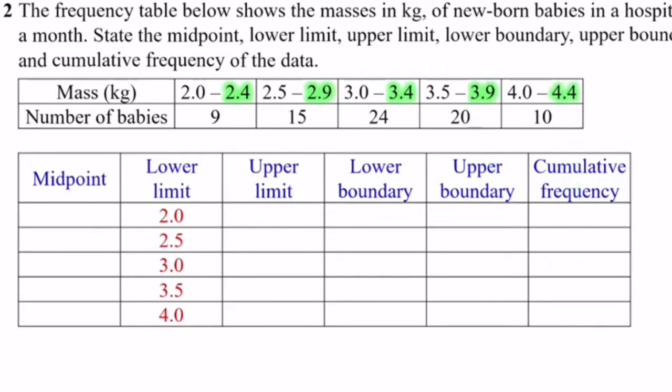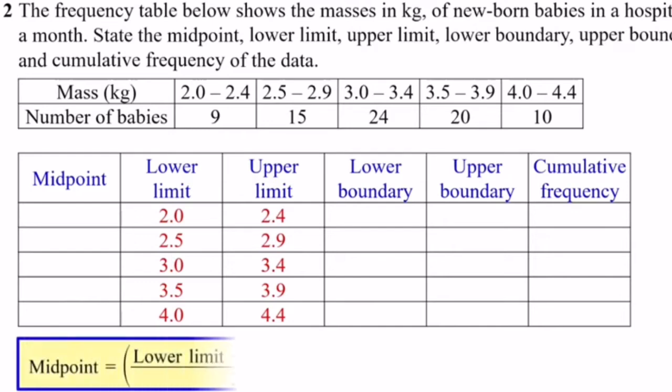Let's copy down and then complete the upper limit column. We have 2.4, 2.9, 3.4, 3.9, and 4.4. Right, we have completed the upper limit. Now let's do another one.